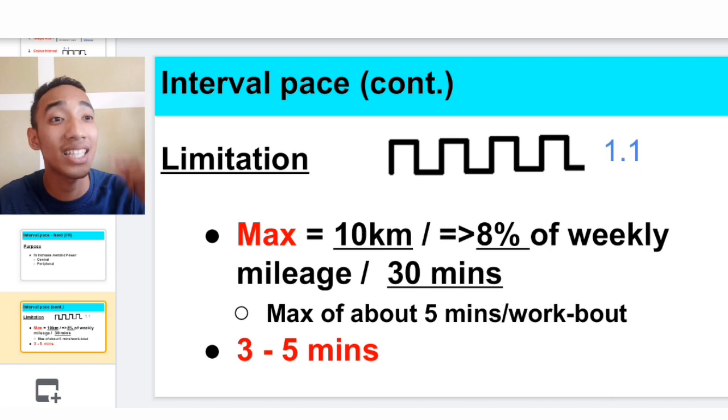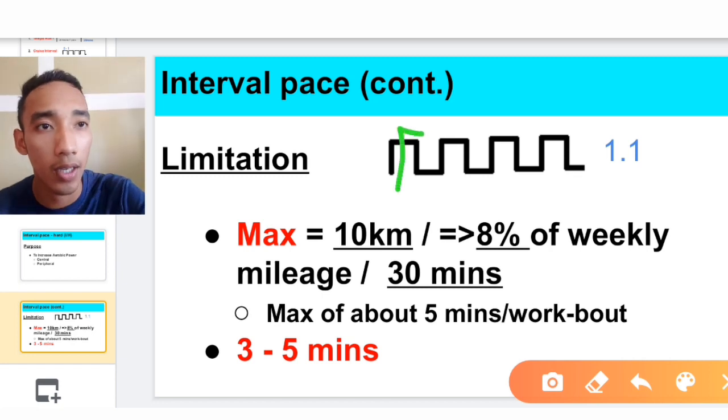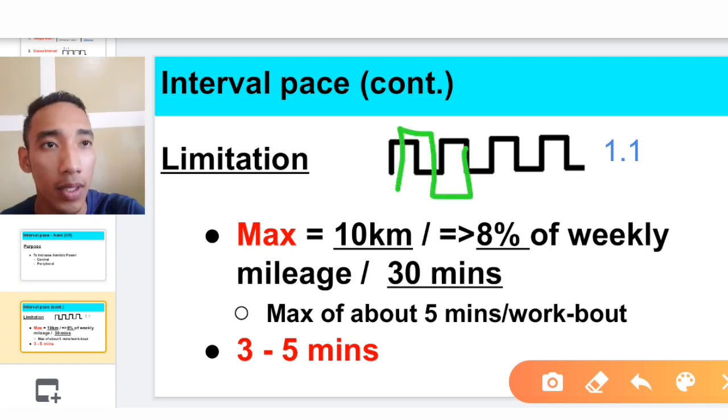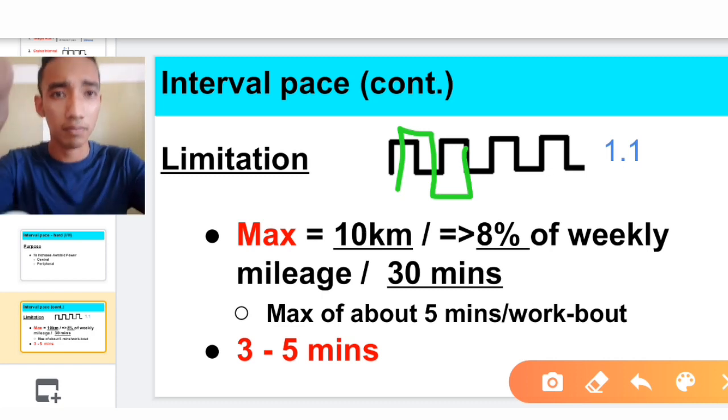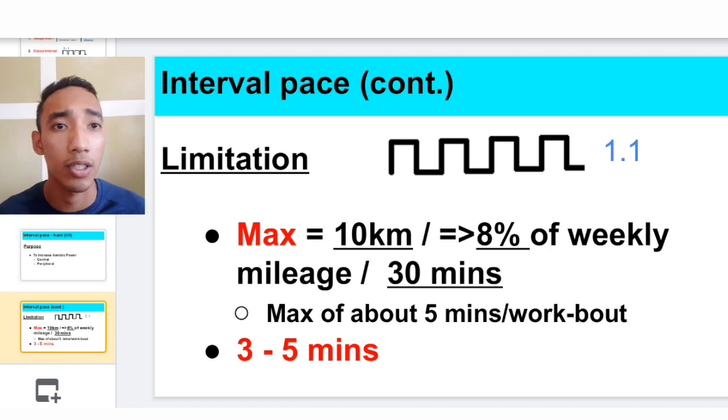Interval pace has a 1:1 ratio. Which means if you do a 3 minute interval pace, you should have a recovery of 3 minutes in a jog. So it is 1:1: 3 minutes rest, 3 minutes of work at interval pace. For some, the meaning of interval pace may be different.